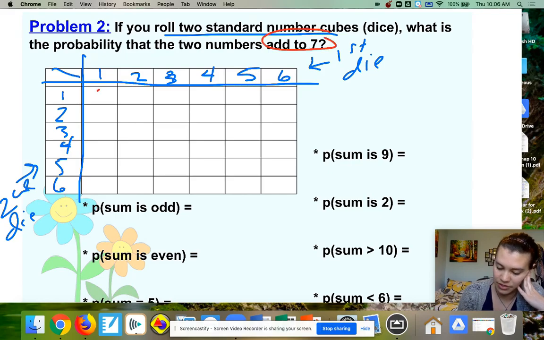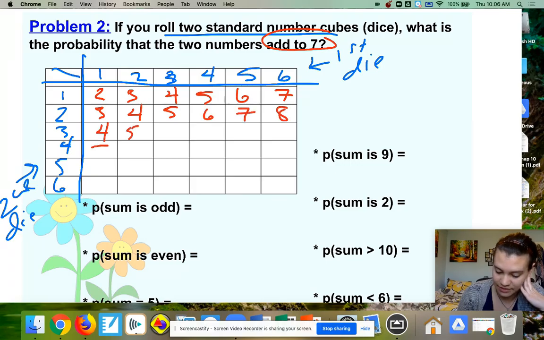So 1 plus 1 is 2. 1 plus 2 is 3, 4, 5, 6, 7. And this is going to follow a pattern. So then here 2 plus 1 is 3, 2 plus 2 is 4, 2 plus 3 is 5, 6, 7, 8, etc. So you can fill out the rest of this table. It's going to follow the same pattern, and we're going to use this for the rest of this page.